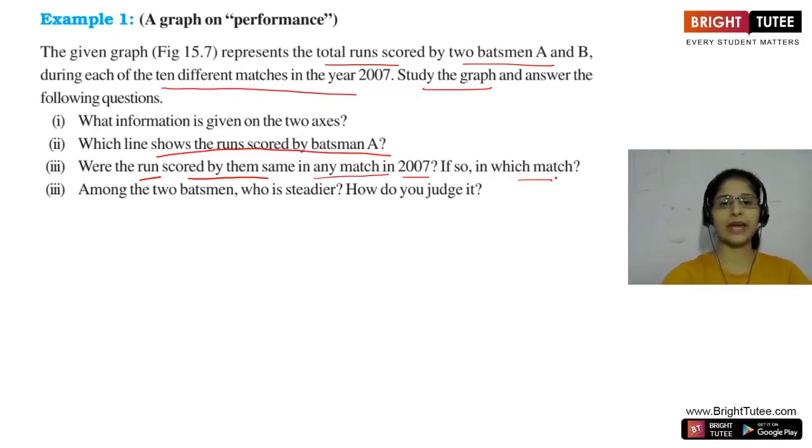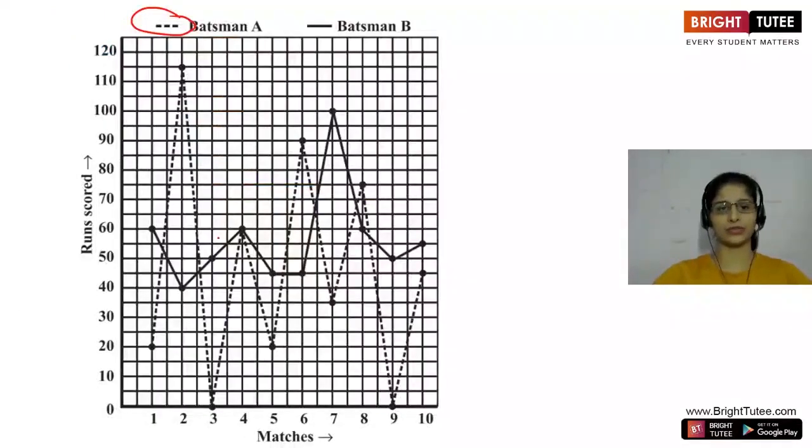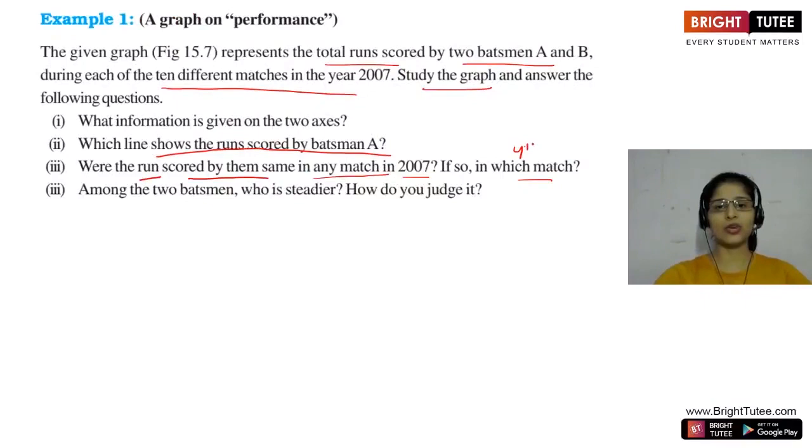So let us see if there is any match in which the runs are the same for both of them. So here we see it is different, then the next match also it is different. Okay, this value is the same, for the dotted line as well as the solid line. So the dotted line is for batsman A, the solid line is for batsman B. So 60 is the run that is the same. In which match is it? We see it is the fourth match. So we can say in the fourth match the runs scored by both of the batsmen are the same and it is equal to 60 runs.